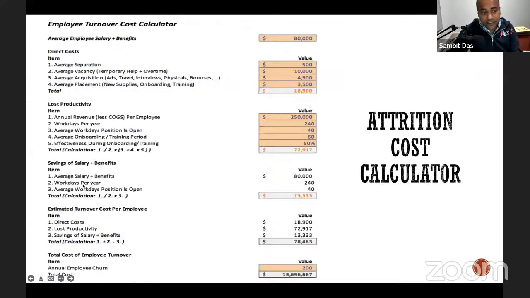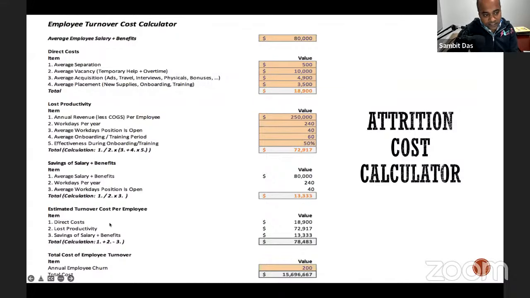And the other thing is savings. The company also saves. If I leave, then the company is not paying salary for the time the new person has not joined. So there is savings. In this case, if we have a salary here and this position was open for 40 days, the recruitment process was happening for 40 days, we save money for those 40 days. So this is what basically the dollar value is.